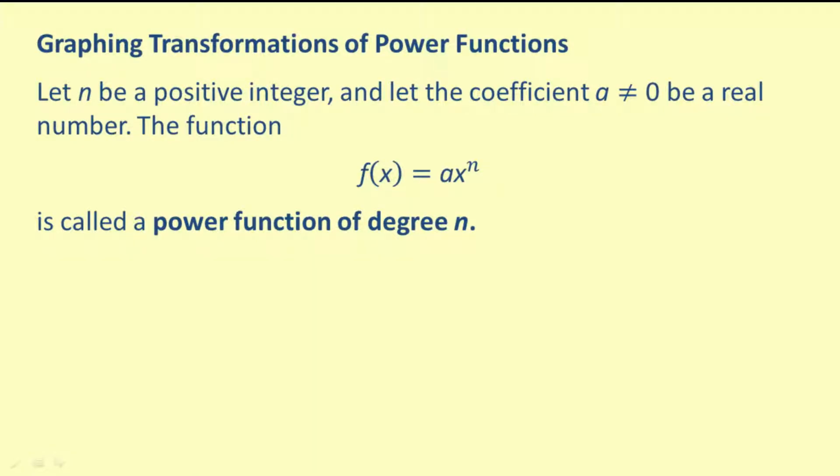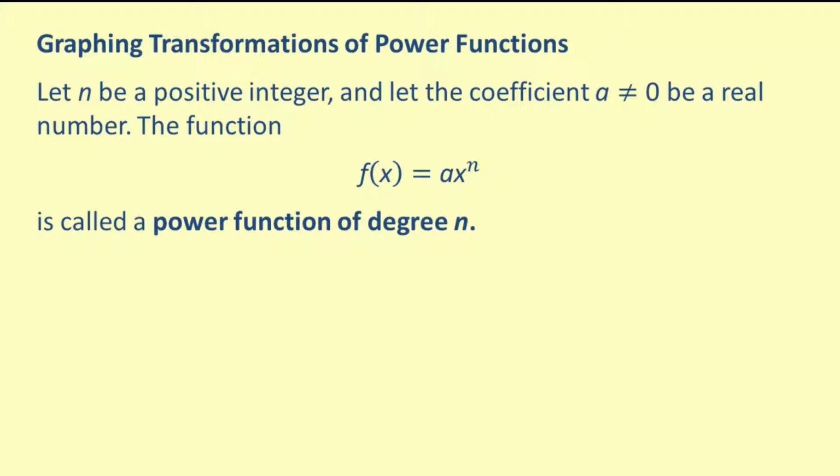In this video, we will graph transformations of power functions. Power functions are the simplest type of polynomial function. If we let n be any positive integer and have a coefficient a be a real number that is not equal to 0, we can write the function f(x) = a x^n. We call this a power function of degree n.